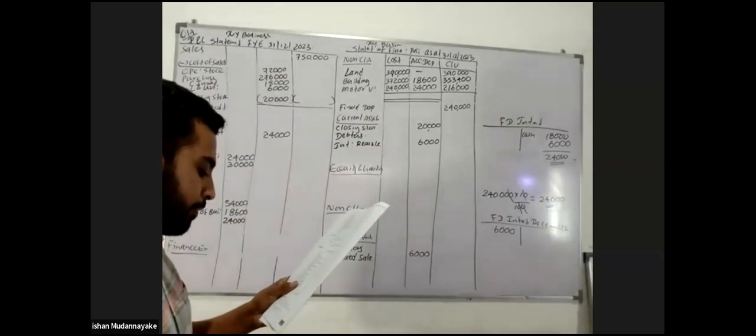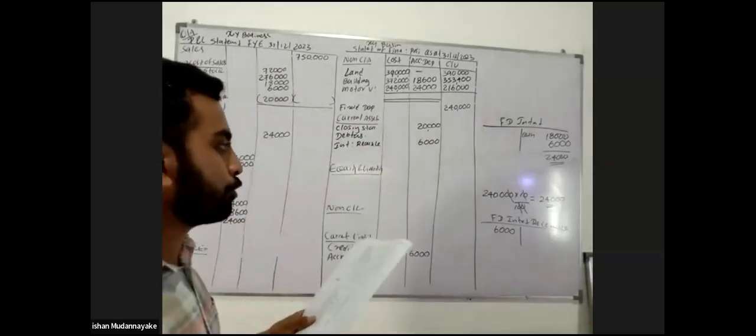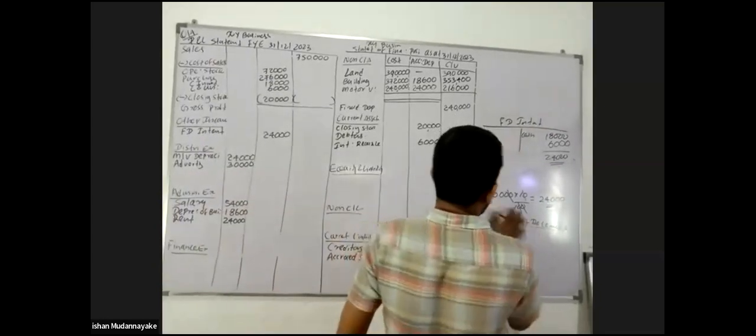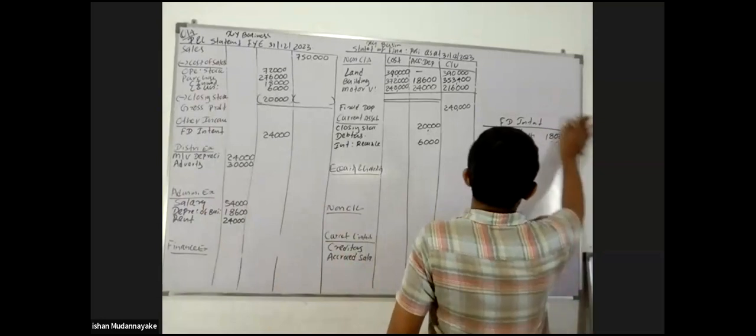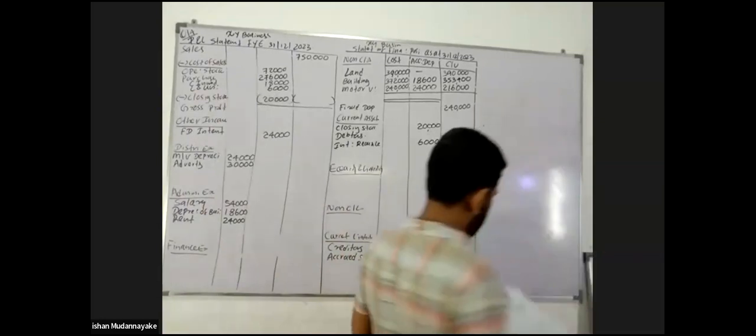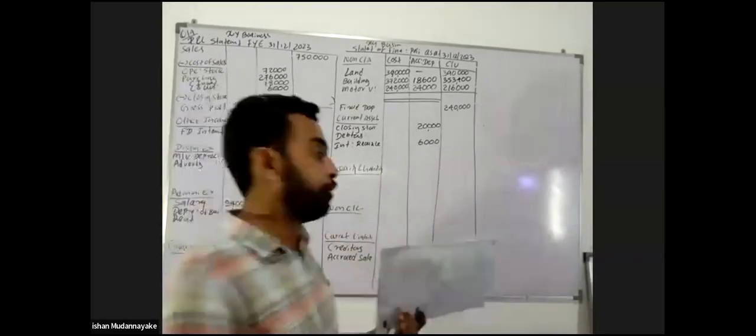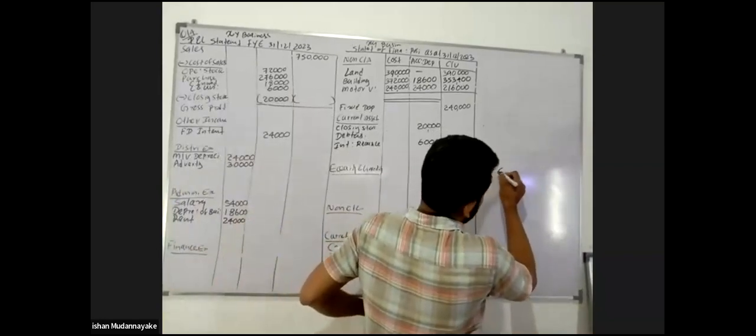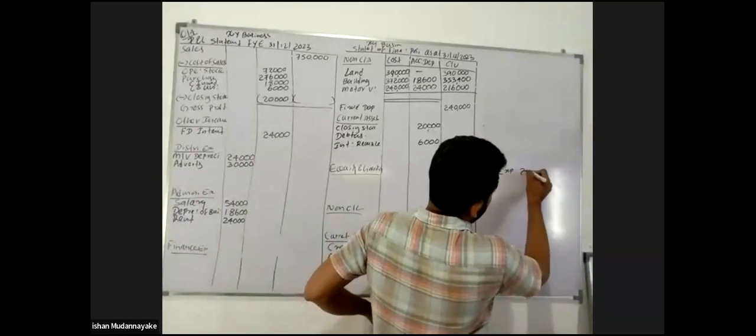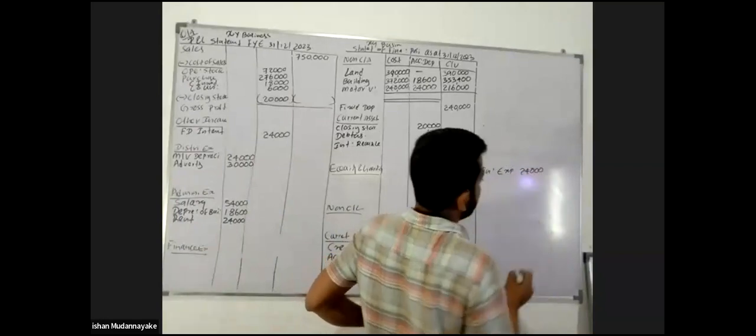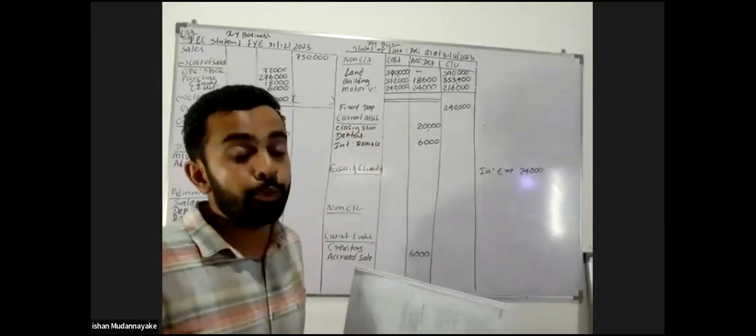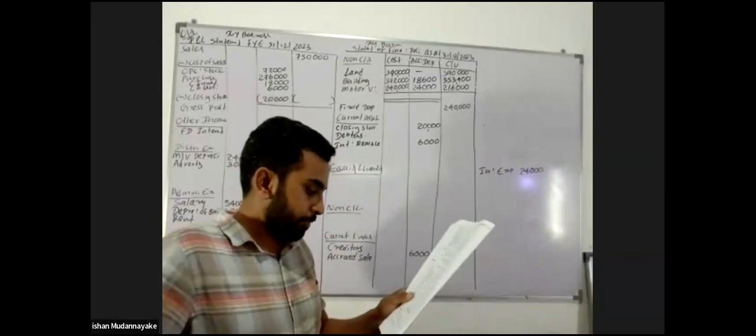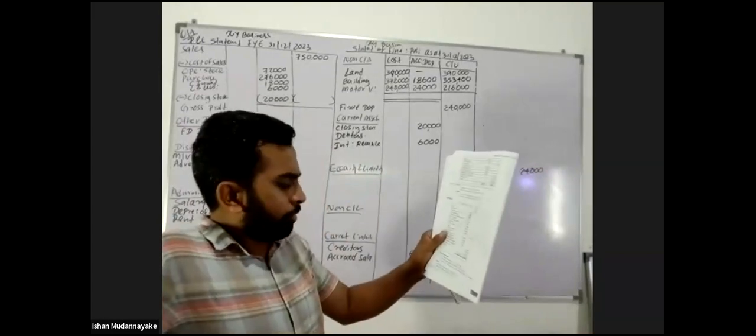Now look at the next one. Interest expense 24,000. What is it? Bank loan interest. This is the already paid amount, 24,000. Cash book credit, interest expense account debit 24,000. Already paid amount 24,000. But look at the bank loan.